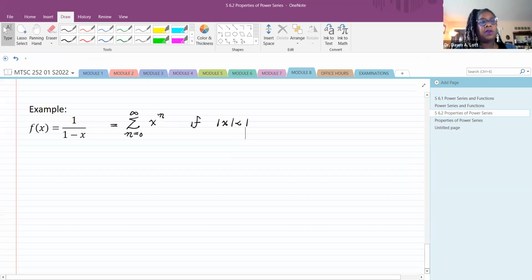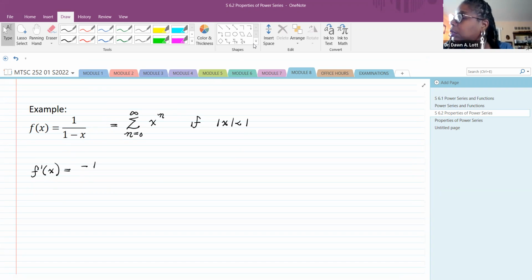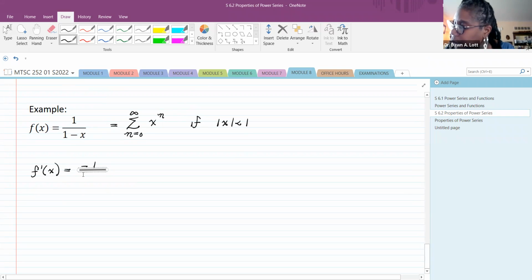Okay, so if I take the derivative of this, f prime, when I take the derivative of this, I get minus 1 over 1 minus x squared.